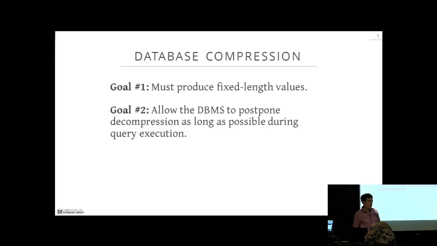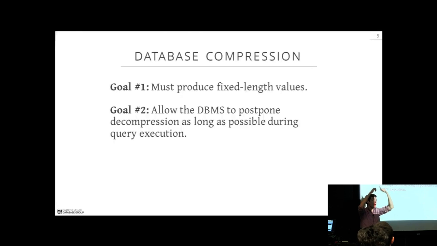The second major goal is that we want to be able to postpone for as long as possible, during query execution, having to decompress the data. So again, not to harp on the guys on Monday, they talked about how you compress a block, and then when you want to access it, you decompress it every time, right? And you need to decompress it as soon as you access it because you don't know what's actually inside of it. But with the other compression schemes that we'll talk about here, we can actually go pretty far up in the query plan tree, just operating directly on compressed values.